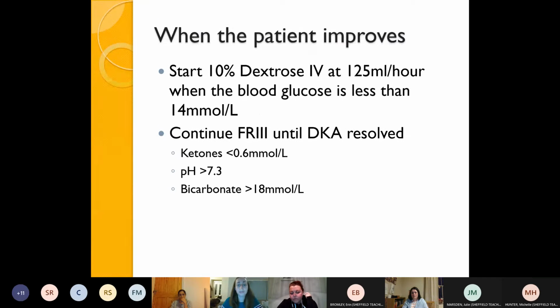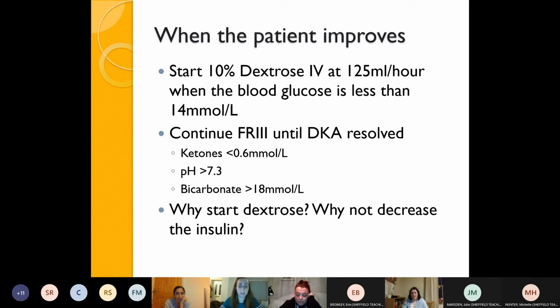Once the patient does improve, and they will eventually, sometimes the first hour or 2 things are a bit static and everyone panics, but they will. Once the blood glucose is less than 14, you start dextrose, and you continue until DKA is resolved as per the definition that I mentioned earlier. So does anyone know why we start dextrose, and why we don't just decrease the insulin when the blood glucose starts to fall?